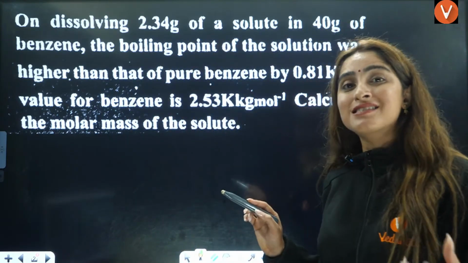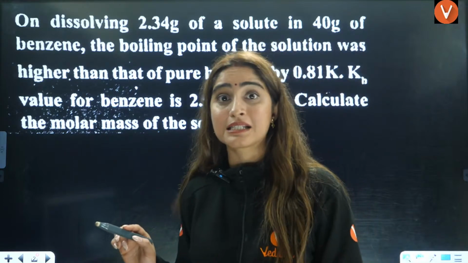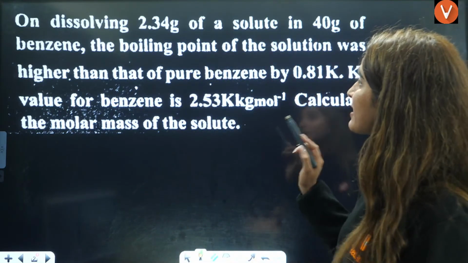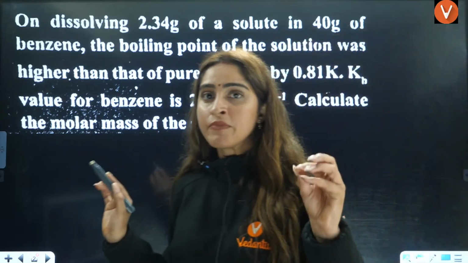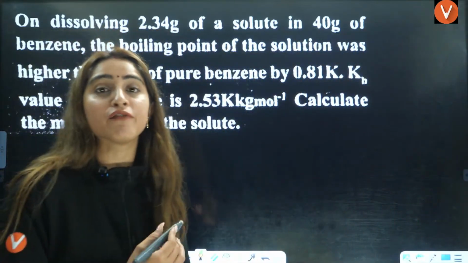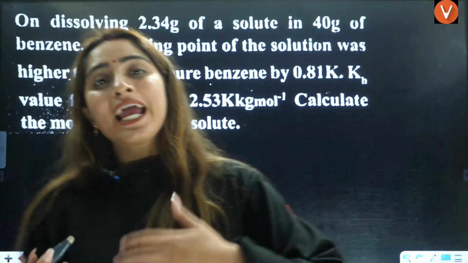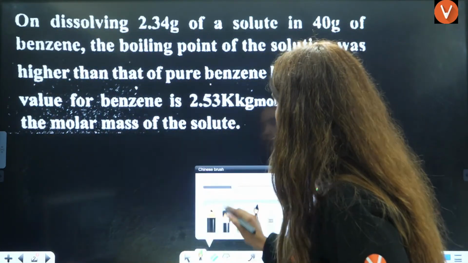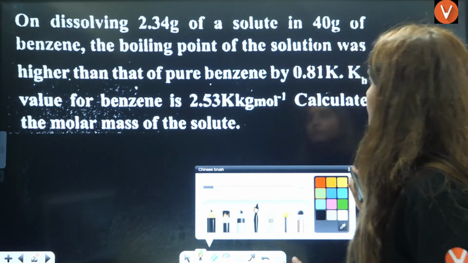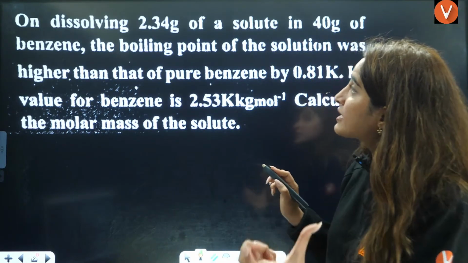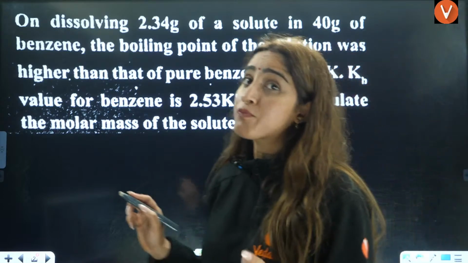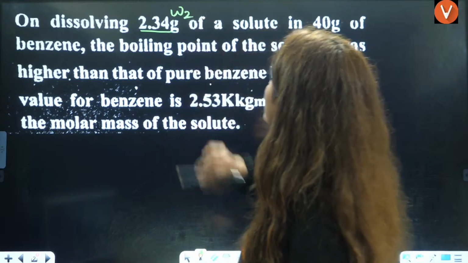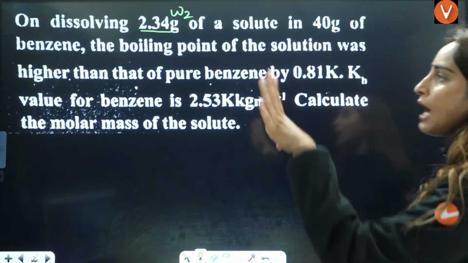So one of the examples of the kind of numericals that they will ask you is on dissolving 2.34 gram of solute. Now, here remember that whenever we are talking about solute, I am representing it by 2, okay? And solvent, we are going to represent by 1, right? So here they have given on dissolving this much amount of solute, that means we are provided with the weight of the solute, that is W2, in 40 gram of benzene.